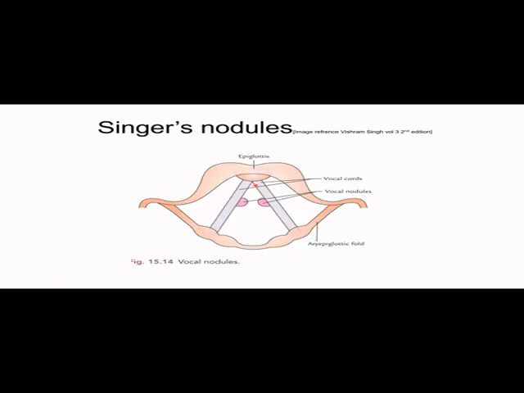Let's see in this picture. These are the vocal cords. This is the anterior, this is the posterior. Here we see the vocal cords, and at the junction between the anterior one third and posterior two third on both sides, these are symmetrical, bilateral nodules, and these are singer's nodules. When such singer's nodules appear, especially in singers or teachers, they are asked to rest their throat, or in common language we say rest their throat, but actually it is the larynx that needs rest.